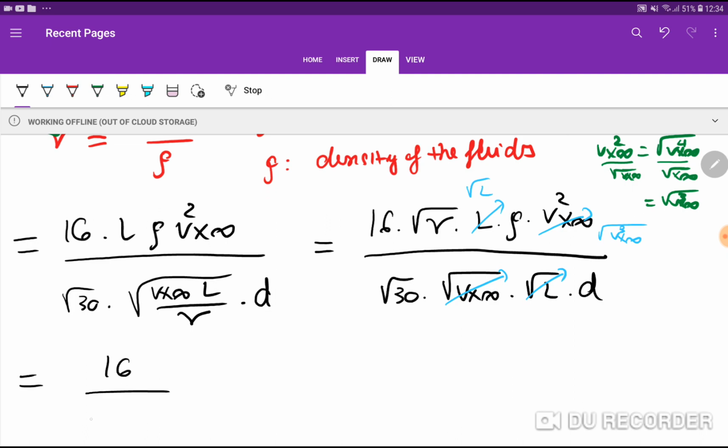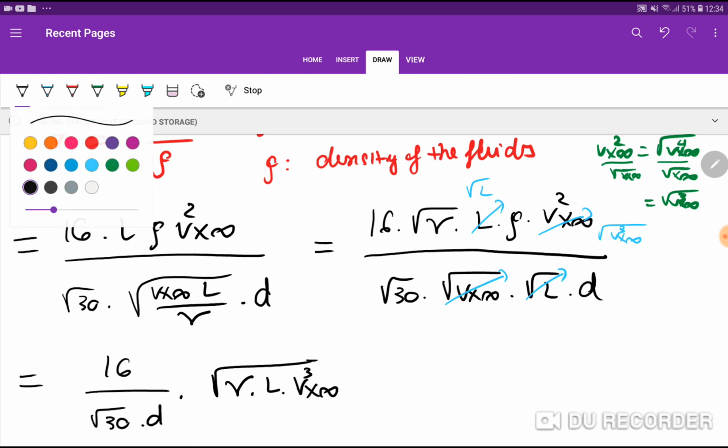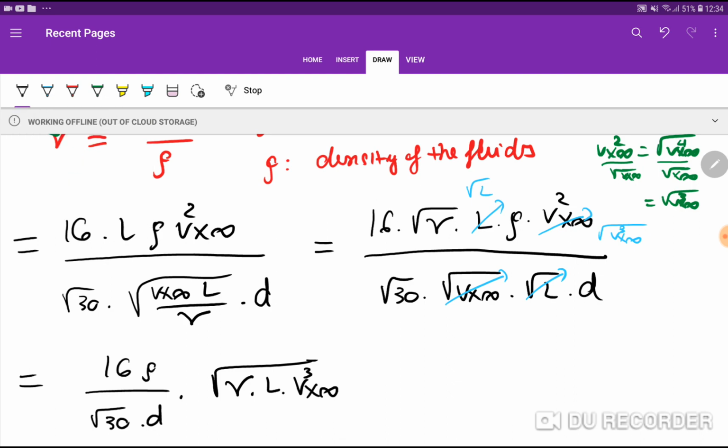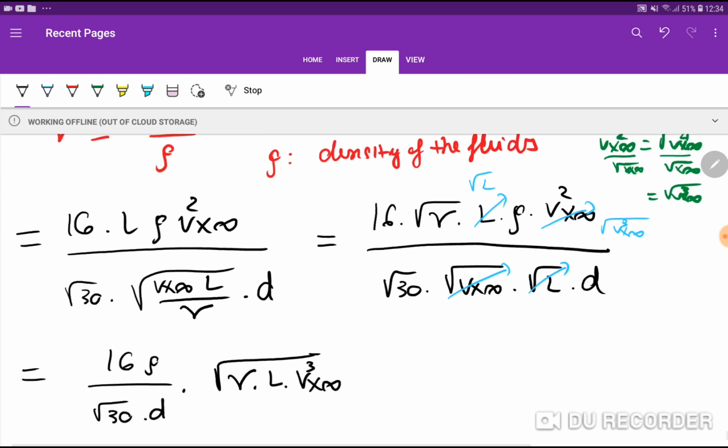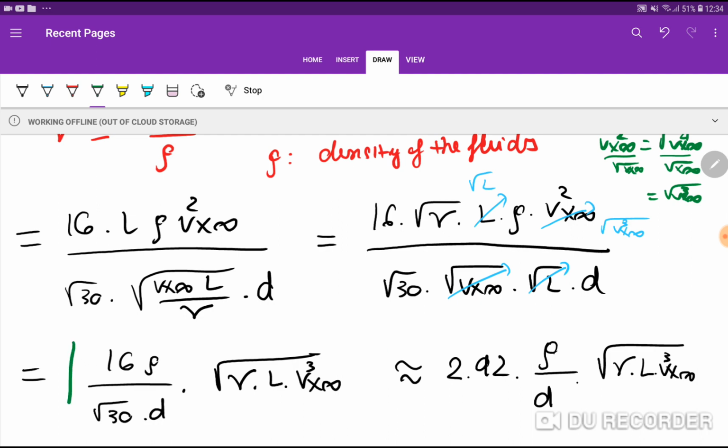You get 16 over square root of 30 times D times square root of veta times L times Vx infinity cubed. Did we miss something? I missed a rho. I'm so sorry. So we use a rho right there to make sure. And if you want a numerical value, 16 over square root of 30 is approximately 2.92 times rho over D times square root of veta times L times Vx infinity cubed. And ladies and gentlemen, this is our expression.